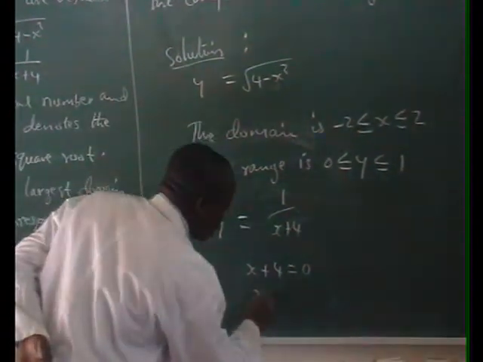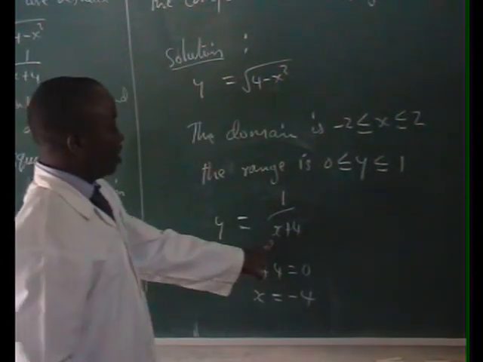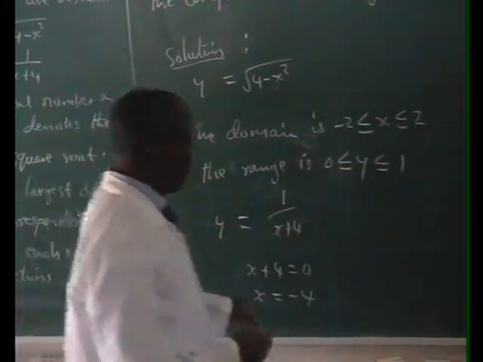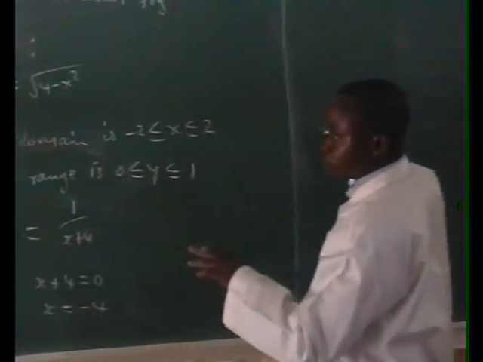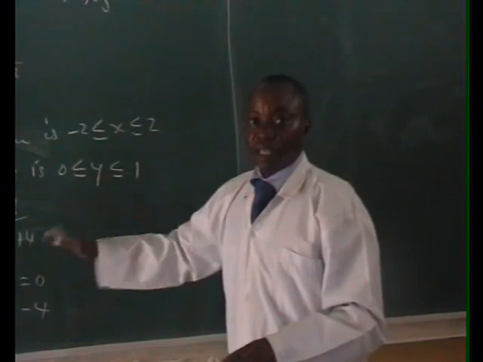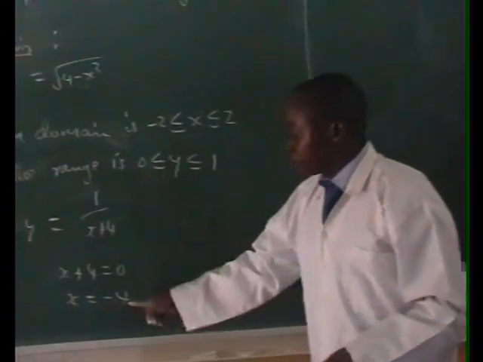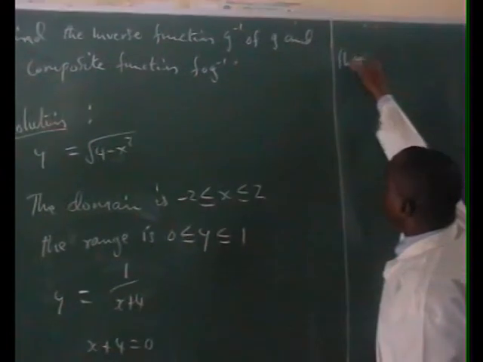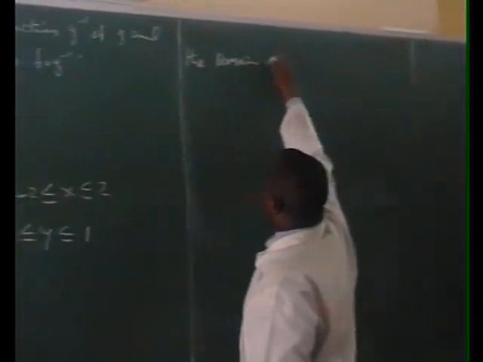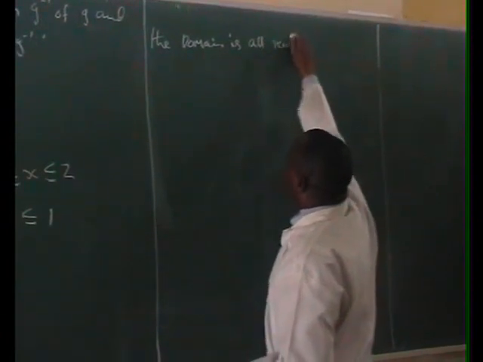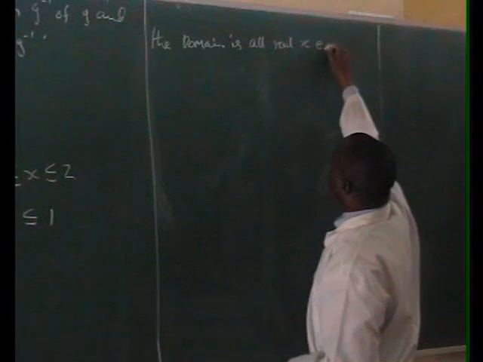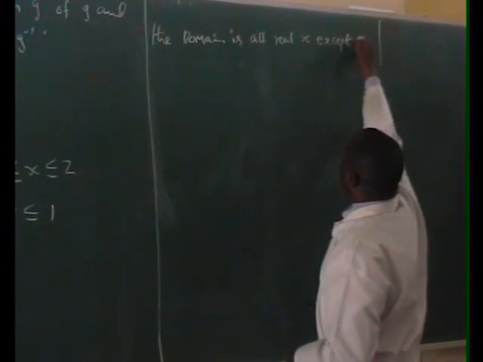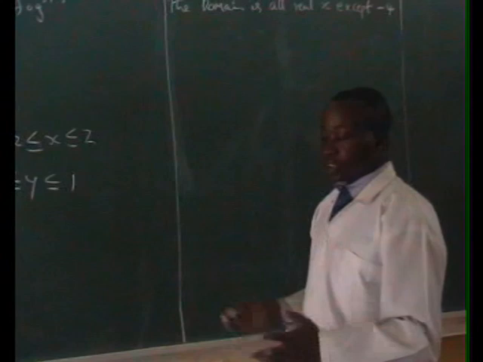And if we do that, you see that x is equal to minus 4. So if here is minus 4, the function will be undefined. And so the domain now is all values of x, real numbers, except minus 4. Because if minus 4 is here, it won't work. So the domain is all real x except minus 4.